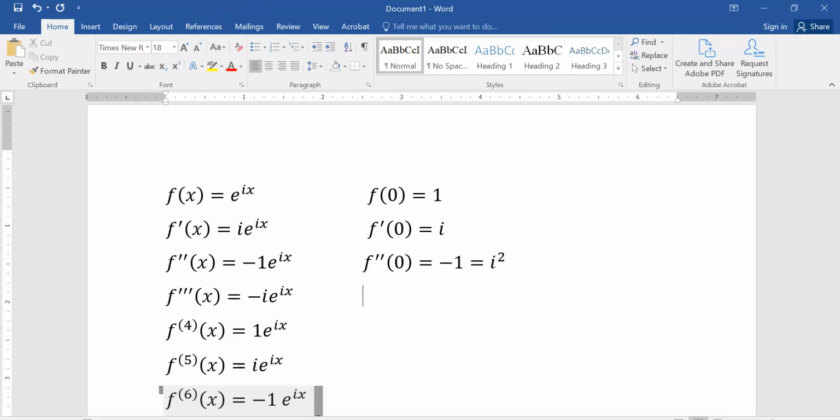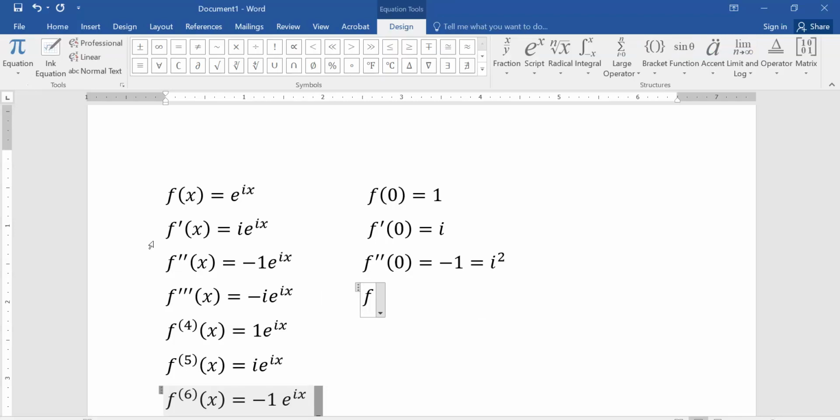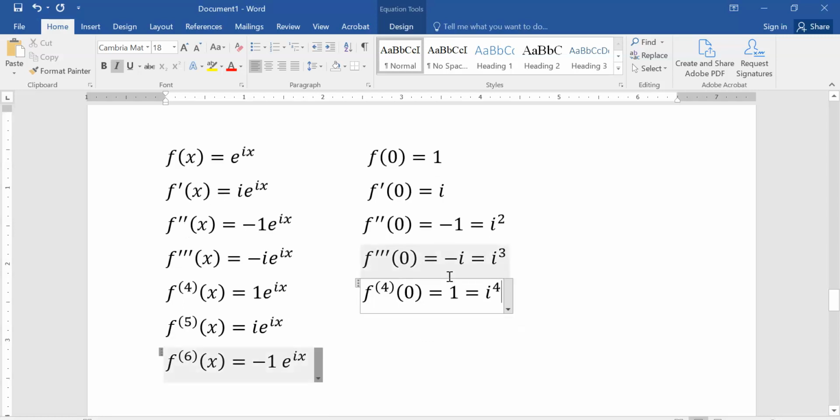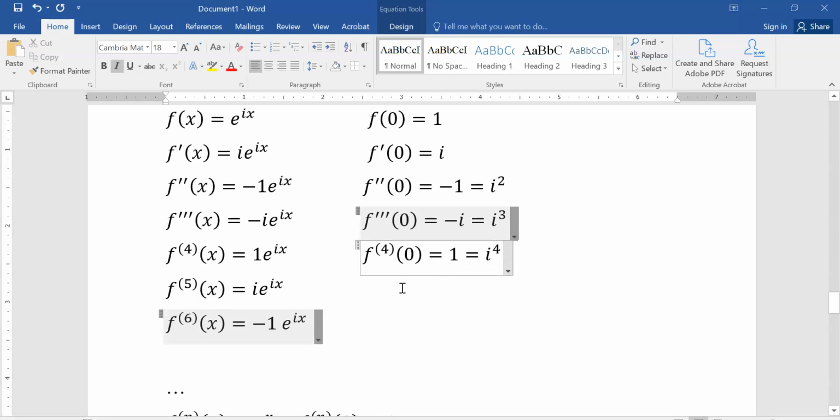And then you get the third derivative, plug in 0, negative I, which again came from the fact that this was I to the third power. And then fourth derivative, plug in 0, etc., right? Fourth derivative, plug in 0, you get back to 1, which was essentially just I to the fourth. Okay? So now we've established this pattern.